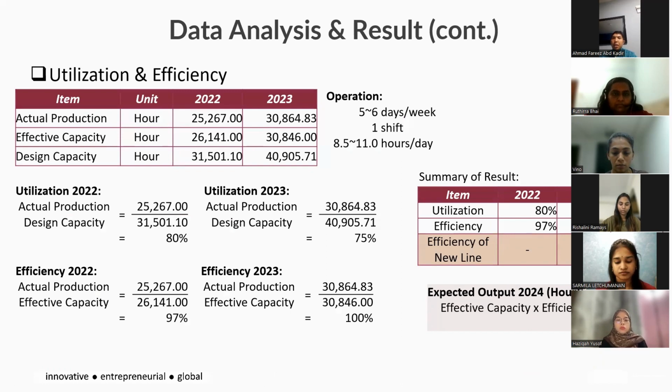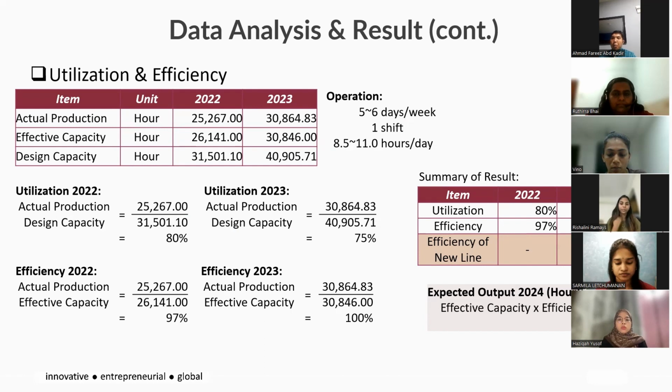Okay, the next one is the utilization and efficiency. We want to compare between 2 years, 2022 and 2023. And we can see that based on utilization, we can conclude that utilization is reducing from 2022 to 2023 around 6%, and efficiency is increasing around 4%. Based on the improvement suggestion, efficiency in 2024 is around 80%. So the expected output will be 34,000 hours.